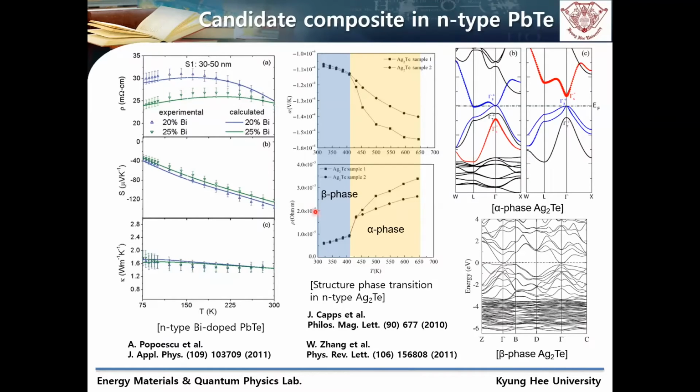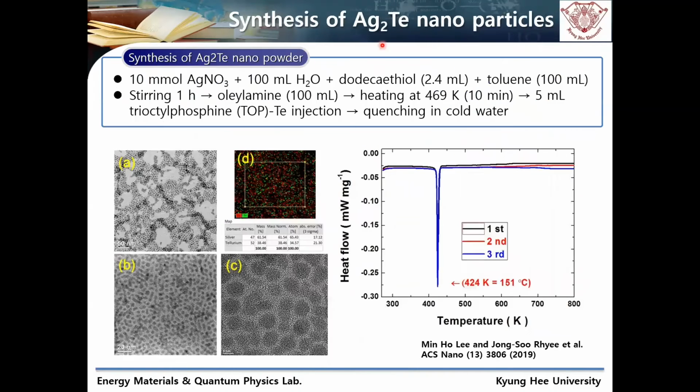sides. We synthesize the silver telluride nanoparticles because a random potential needs nano-sized particles and a random distribution of particles. Therefore, we synthesize nanopowders by this method, and we measure the TGA-DTA. It shows a very sharp peak near the structural phase transition, and it is very stable over repeated heating for several cycles, so it is a stable silver telluride.